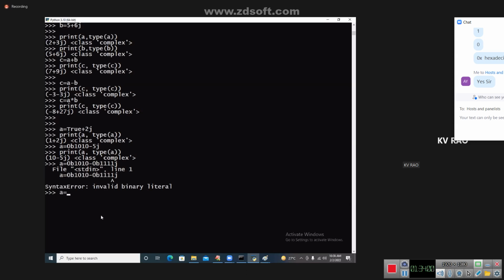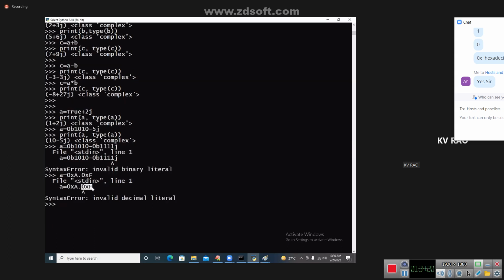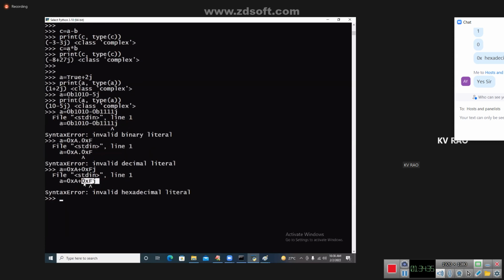A is equal to, once again I am saying, A is equal to, I am writing here 0xA dot. 0x, I'm saying that. See that it is going to give you an error. It is saying ax dot. I'm saying that plus, okay, 1 minute more. I say my plus, I'm saying that f j. See, it is going to be for real part is concerned.